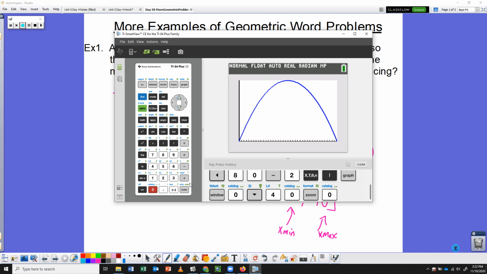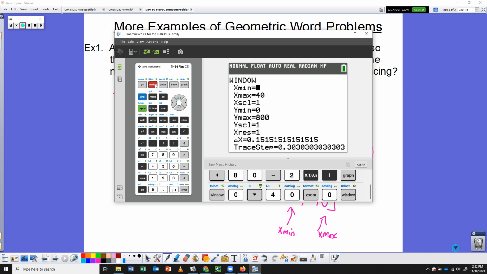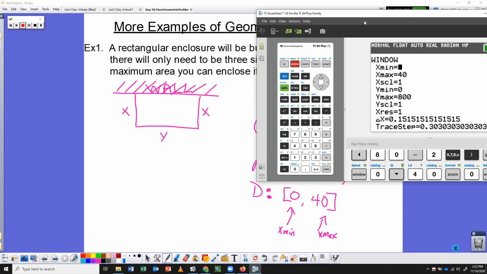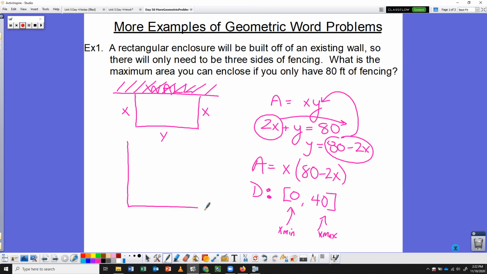So I know my x-axis goes from 0 to 40, but let's find out what my y-axis scale is. If I hit the window button, I can see that the y-axis goes up to 800. So let's make a graph of this on our paper. I'm trying to make what I just saw in my graphing calculator. We have an upside down parabola that goes from 0 to 40 in the x direction, and it goes from 0 to 800 in the y direction.